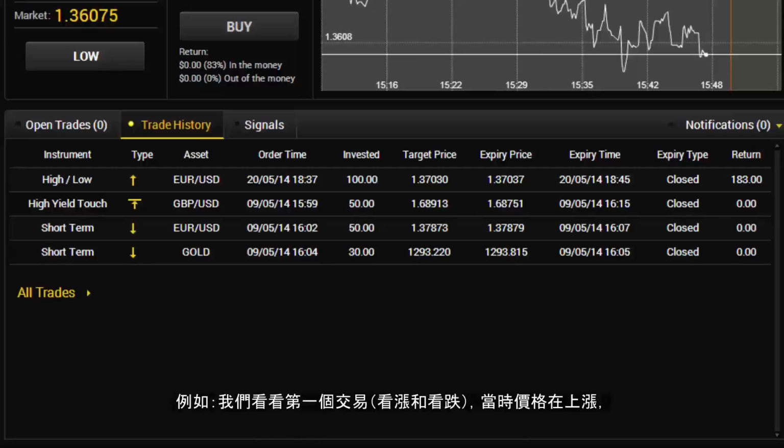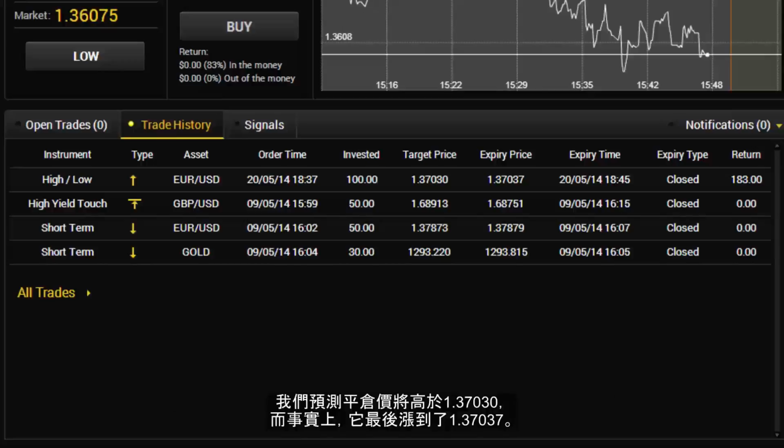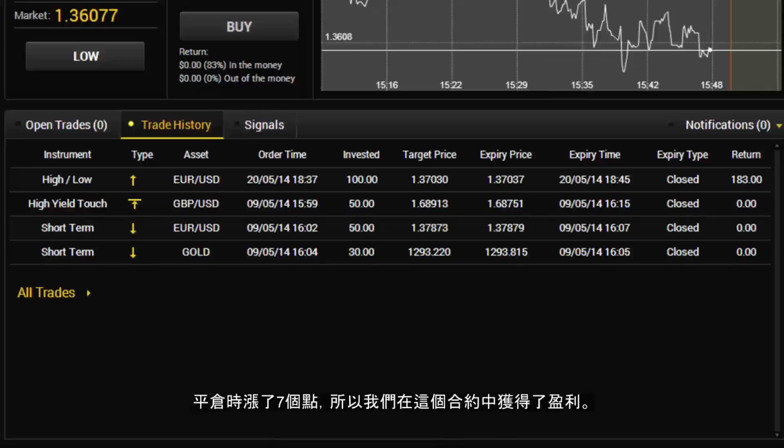For example, if you look at the first trade, high and low, the trade was going up. Our prediction was that the price would close higher than 1.37030. In fact, it closed at 1.37037. It was closed with 7 pipette, and we made a profit out of this contract.